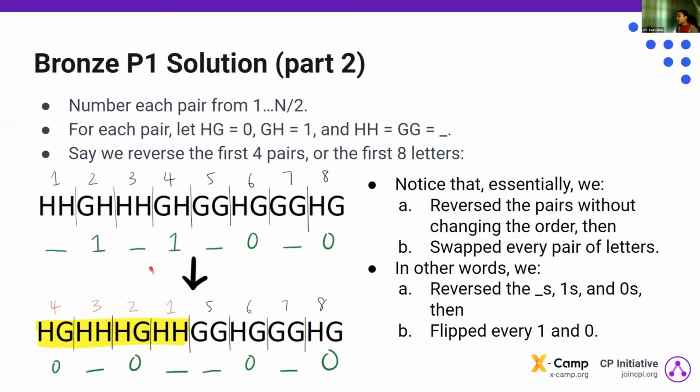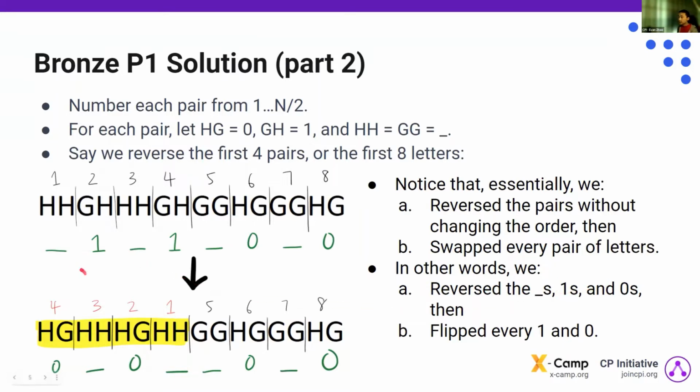Notice that by reversing the first 8 characters, we first reverse the pairs without changing the order within them. We put this pair over here, this pair over here, this pair over here, and this pair over here. And then we swap every pair of letters. After going here, we swap the 2 letters. So HH becomes HH, GH becomes HG, HH becomes HH, and GH becomes HG. In other words, in terms of the ones, zeros, and underscores, we essentially reverse the underscores, ones and zeros.